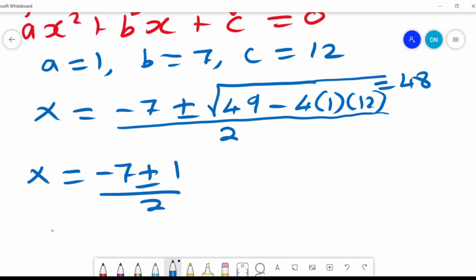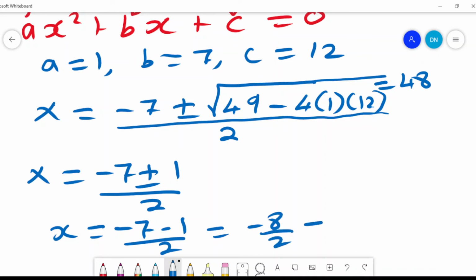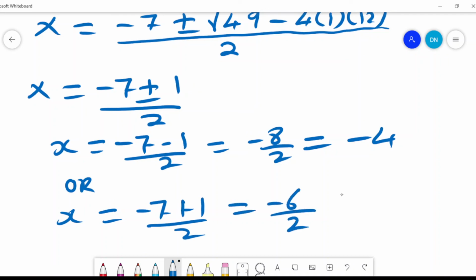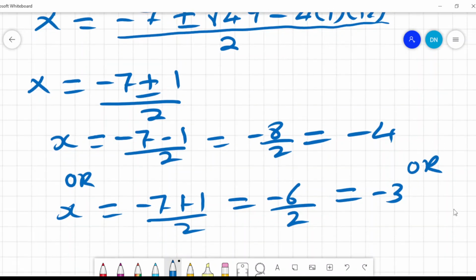So what are the possible solutions? The first one is if I use the negative sign, it will be negative 8 over 2, which is negative 4. And because it's plus or minus, it will be x is equals to minus 7 plus 1 over 2, which is negative 6 over 2, which equals negative 3. So it is negative 4 or negative 3, just like in the previous case that we had.